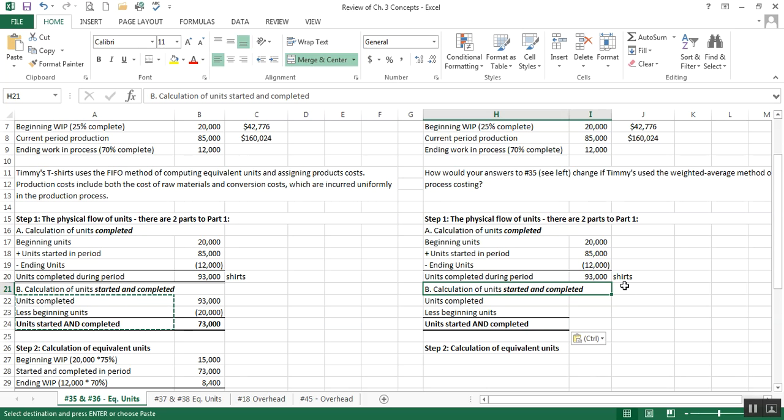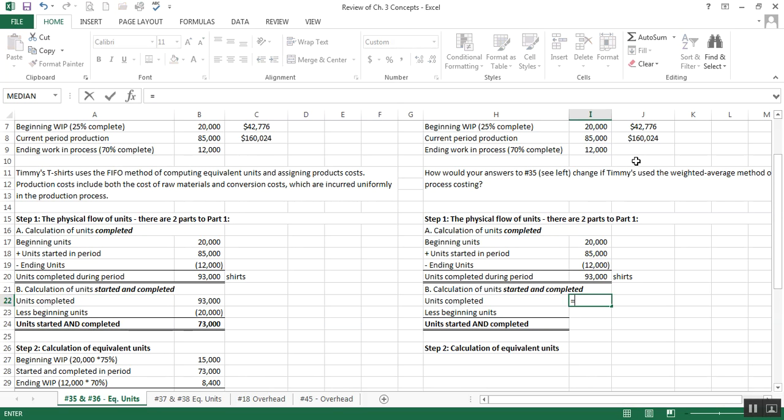Remember that we talked about, for the weighted average method, we're going to assume that all of the production happened during the current period. Therefore, they're assuming that this beginning WIP does not exist and it's part of the current period production. So, to follow the same process, it's going to be the units completed from above, 0 for beginning work in process. Therefore, our units started and completed during the period under the weighted average method is simply the 93,000. This is where the two methods start to differ.